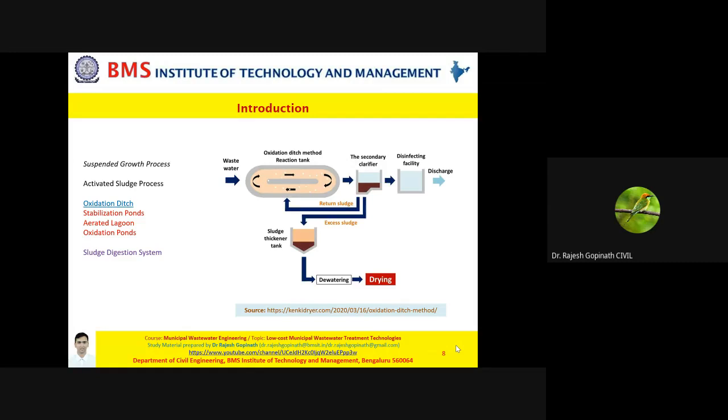Now, in the same suspended growth process, there are further types of treatments such as stabilization pond, aerated lagoon, oxidation pond, sludge digestion system, and yes, oxidation ditch. All these technologies come under the category of suspended growth process. That means the microorganisms which are meant for the treatment of the organic fraction remain suspended in the wastewater, in the media.